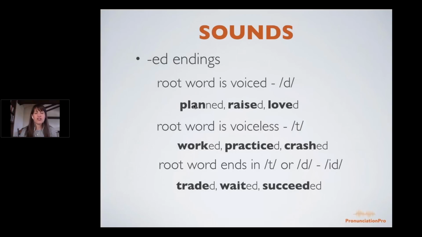instead of these others. So like planned, and I highlighted the root word. So it is voiced, so we're going to just put the D at the end. Planned instead of planted. We don't want to do planted. We do planned. Raised, not raised-id. Loved, not loved-id. Okay, loved. And then the ED endings for voiceless. Worked, not worked-id. Worked.